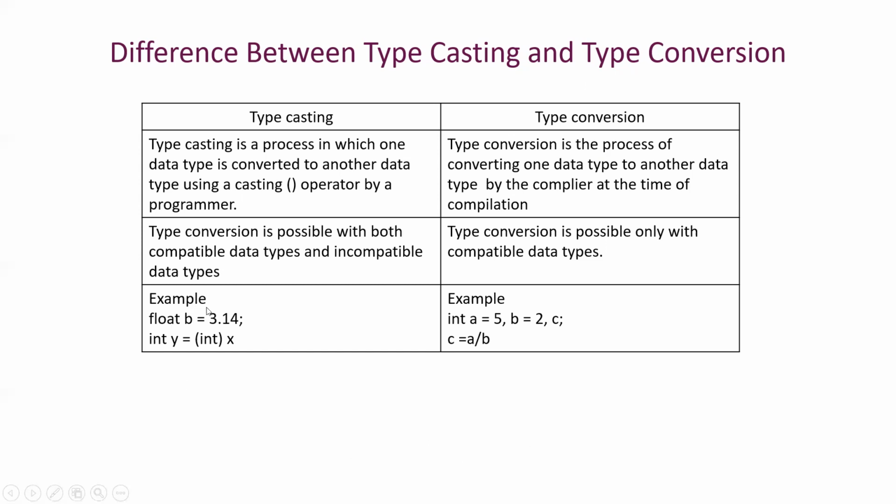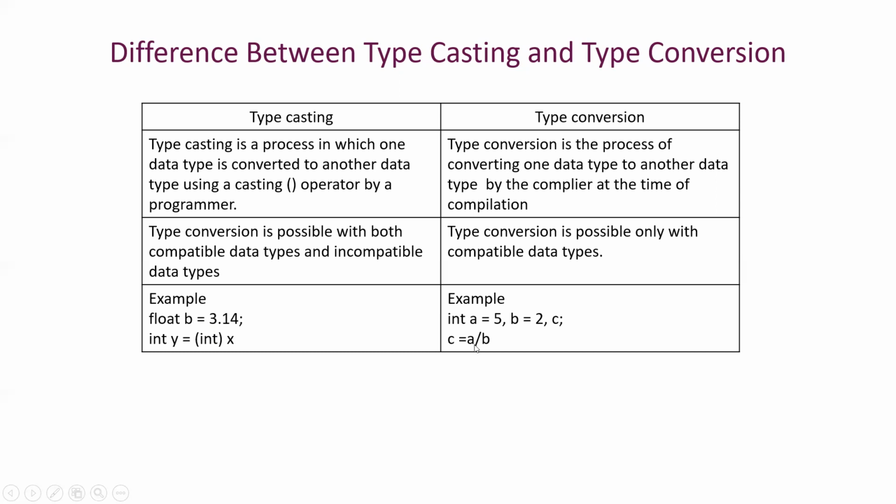So for example, here it is typecasting. Float b is equal to 3.14. So b is a float value. Here using this cast operator, we are explicitly converting this float to integer value. So here we will take 3 and that 3 will be stored in the variable y.